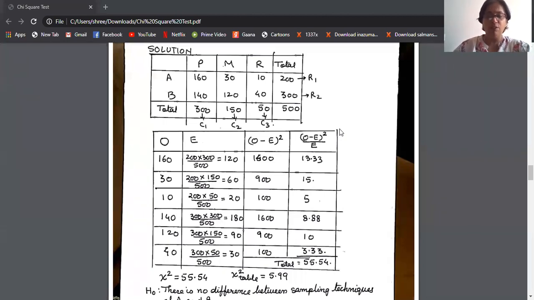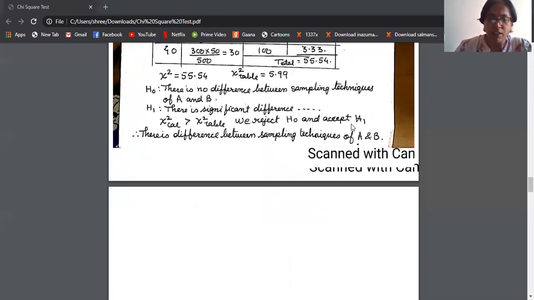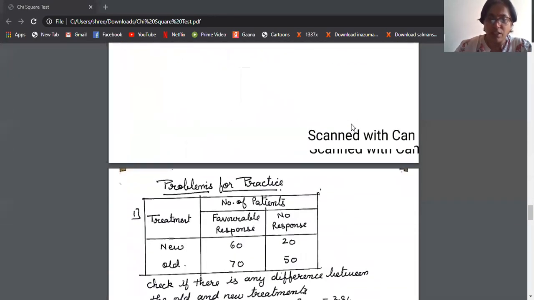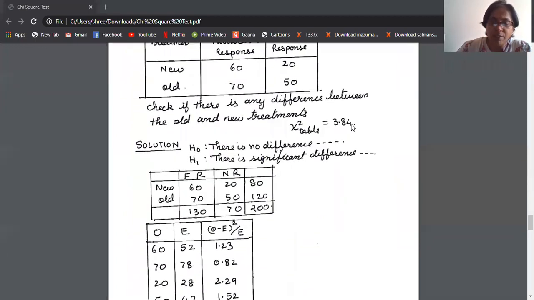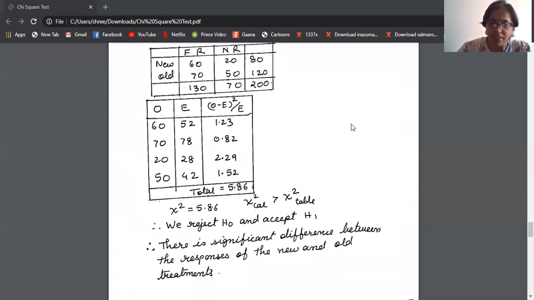Okay, so for the next example, I want you to do the calculations row wise. Take one observed value, finish the whole row. Then you take the next observed value, finish the whole thing. Okay, and then you check how fast you are going to do it. Okay, so I think all of you have finished this 5.86, everyone. Yes, so we reject H0 and accept H1 because our value is greater than the table value. Table value is 3.84 and our value is 5.86.